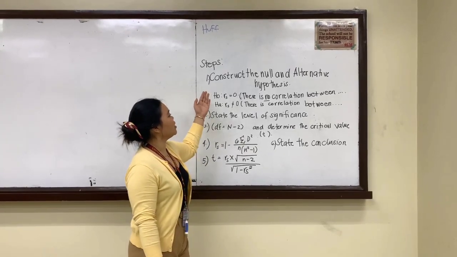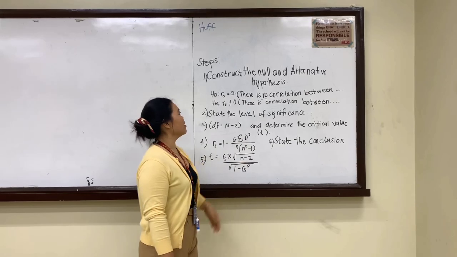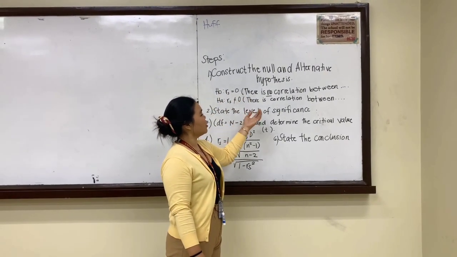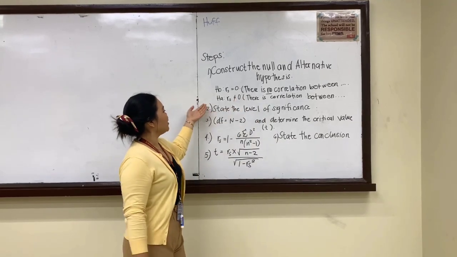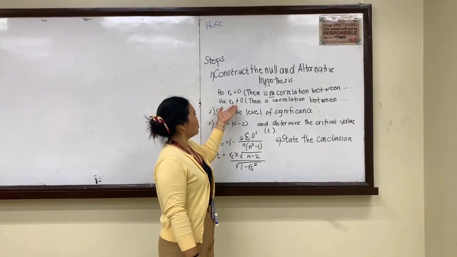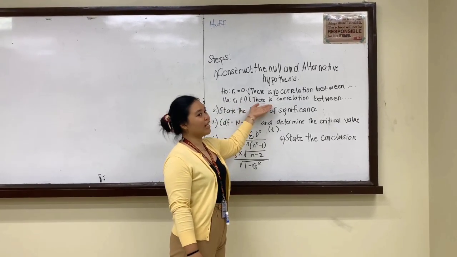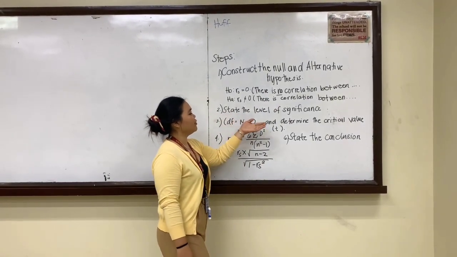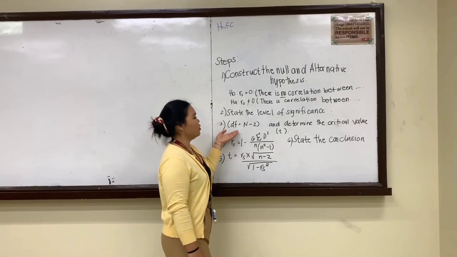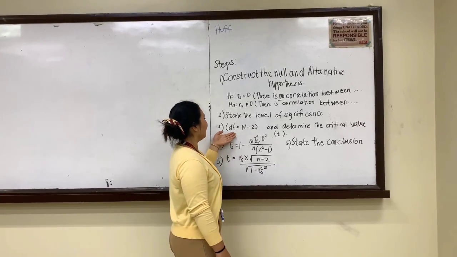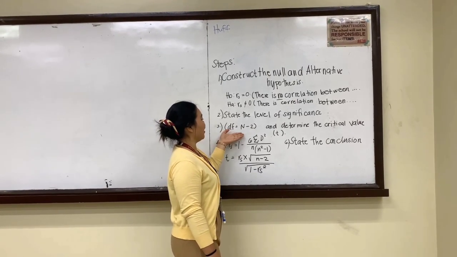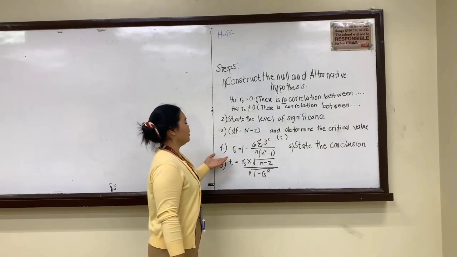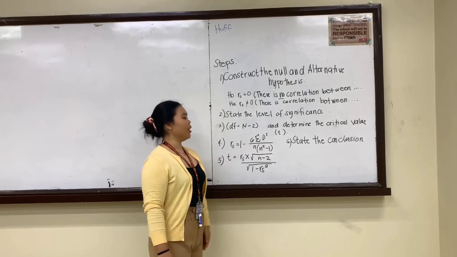First, construct the null and alternative hypotheses. So H0: rs is equal to 0, there is no correlation between the variables, and Ha: rs is not equal to 0, there is a correlation between them. Second, state the level of significance and find the degrees of freedom and use this formula and determine the critical value. And next is to apply the formula.